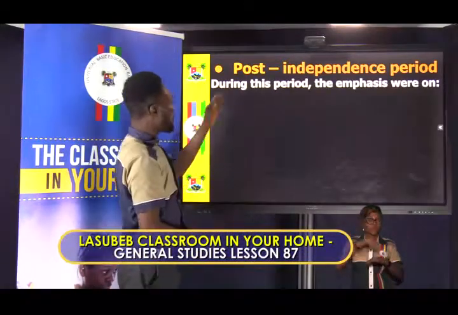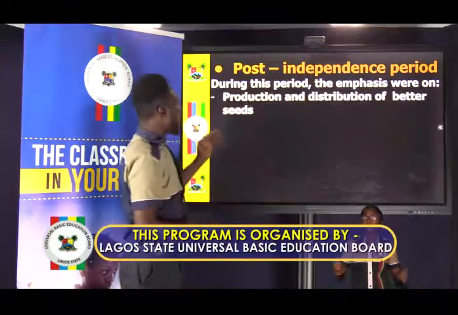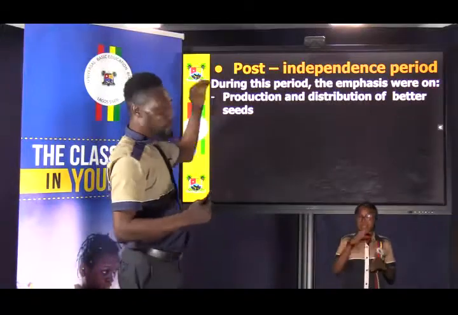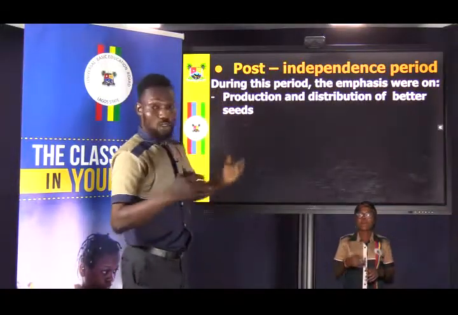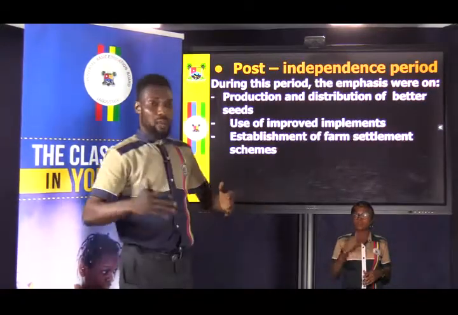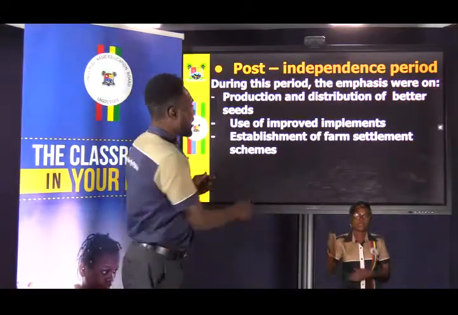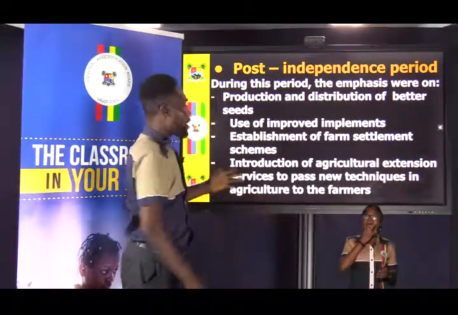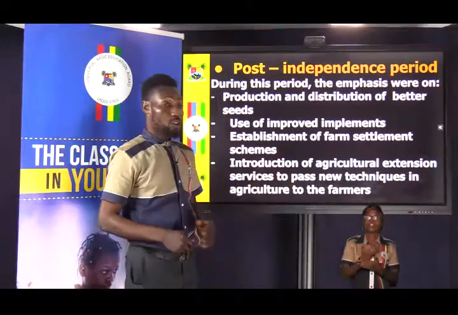Let's look at what happened during post-independence period. During this period, the emphasis were on production and distribution of better seeds. I think it's an improvement to the era of colonial period. Now, production and distribution of better seeds, use of improved implements. We now have improved implements better than the use of hoes, cutlass, establishment of farm settlement schemes, introduction of agricultural extension services, to pass new techniques in agriculture to the farmers.